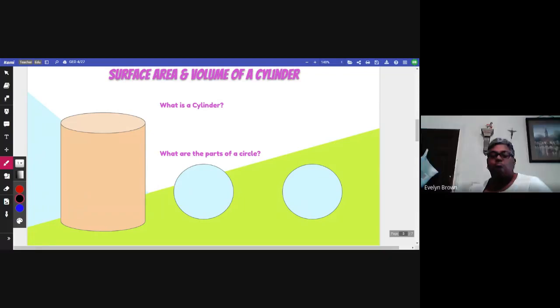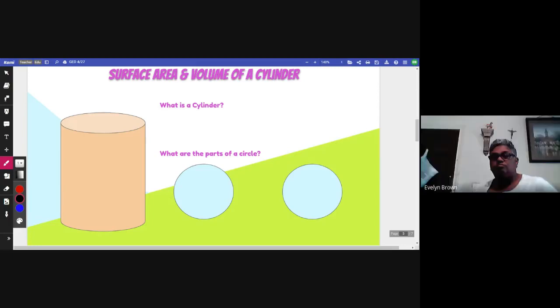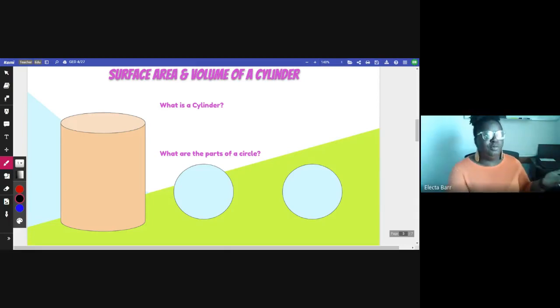Okay? So when we're talking about what a cylinder is, we're saying that it's a 3D shape. It's three-dimensional, but it also involves the two circles and a rectangle. So what do we use when we're solving for a cylinder? We're talking about the volume or the surface area. The first thing we have to do is identify the parts of a circle, right?